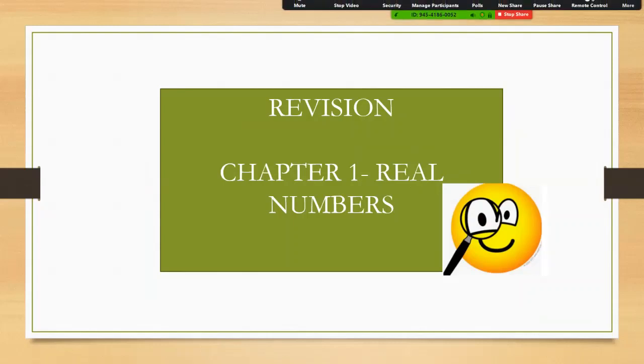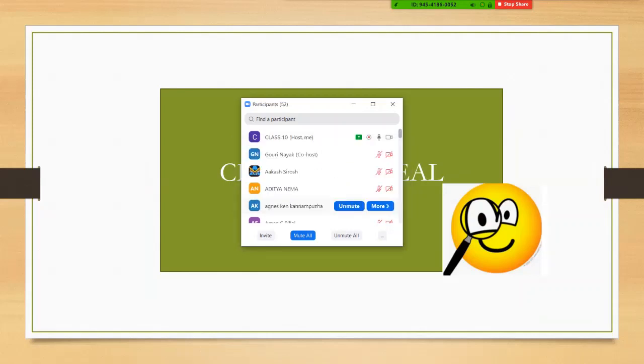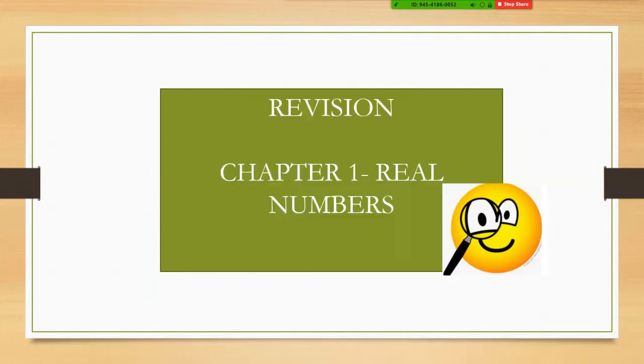Okay, everybody. Again, I'm going to mute everybody. Fine with that. Chalo. So everybody can see the screen. So we are starting with chapter 1, real numbers.